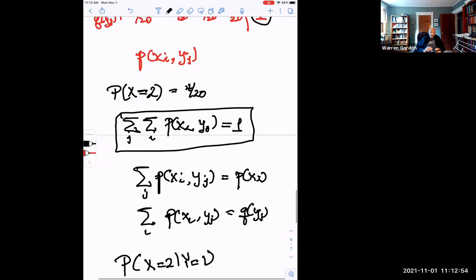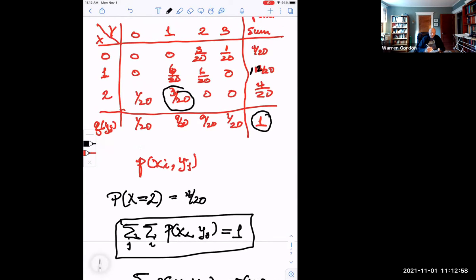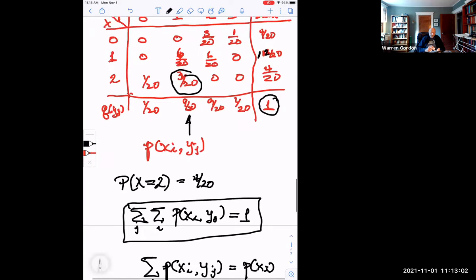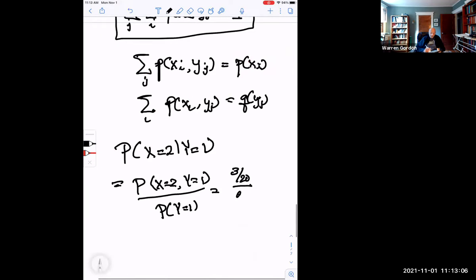And the probability that y equals 1 is the sum of this column. This is all the different ways y could be 1. And that's 9 out of 20. And that probability is just 3/9 or 1/3. That's pretty cool.